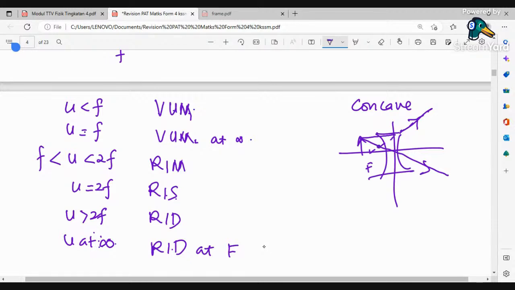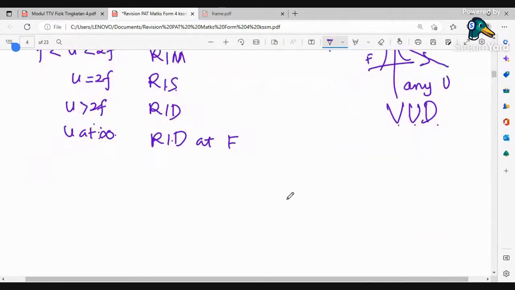Mana pun you letak objek, you akan dapat same diagram seperti ni. Very small image, virtual. So dia selalu VUD. If you look at convex, dia tak ada VUD ya, hanya concave saja VUD. Virtual upright diminish. Okay, at any distance, any U. Okay, sama. So any concave. Okay.